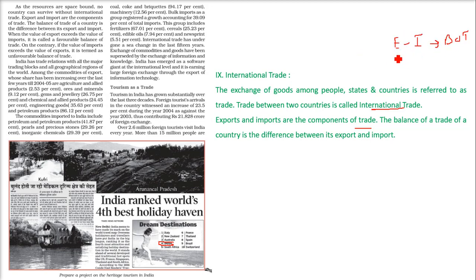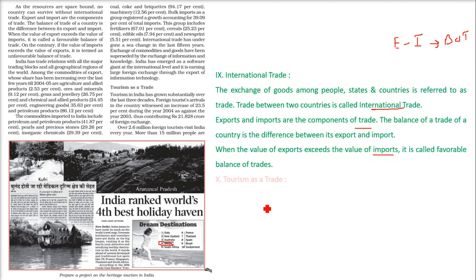If you have more import, less export, that is, there is some problem. But if a country has more export and less import, then the balance of trade is okay. When the value of export exceeds the value of import, it is called the favorable balance of trade, and otherwise, if the value of imports exceeds the value of export, it is not very favorable.